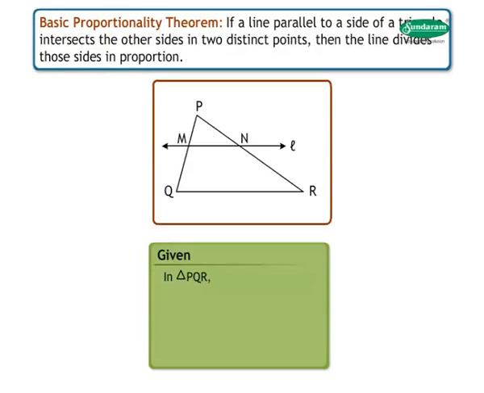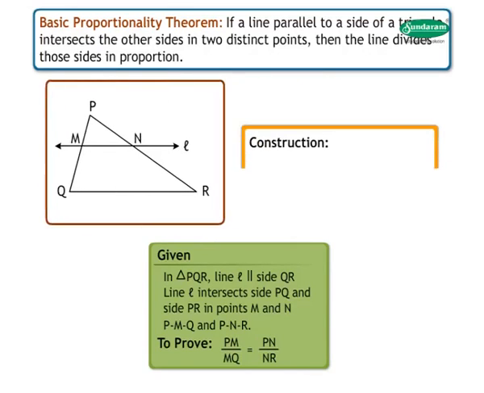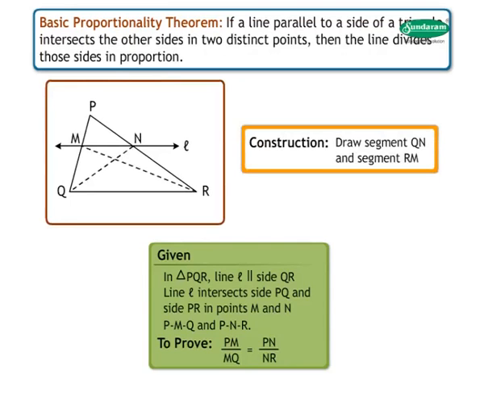Given, in triangle PQR, line L is parallel to side QR. Line L intersects side PQ and side PR in points M and N respectively. Here, points P, M, Q and P, N, R are collinear points. To prove, PM upon MQ is equal to PN upon NR. Construction: draw segment QN and segment RM.